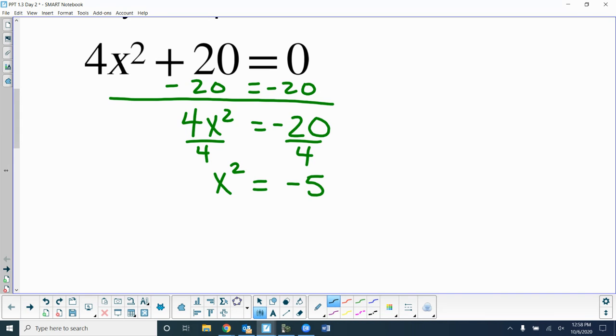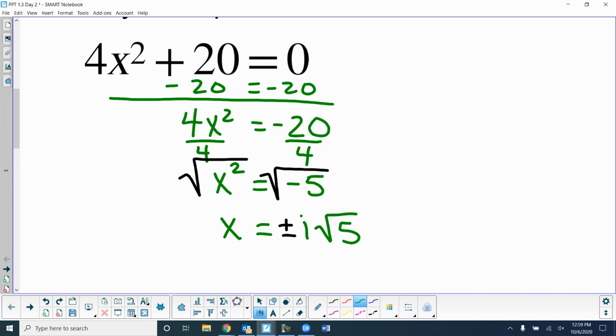Okay, when you take the square root of both sides, what do you got to remember? Yeah, you need that plus or minus symbol. And then, what's the square root of negative 5? Negative 5, that's i. What else? Square root 5. Yeah, thank you. Okay? Square root method. Questions? Make sense? Soaking it up?